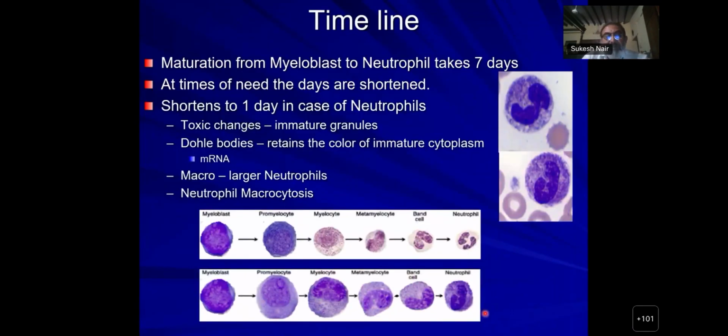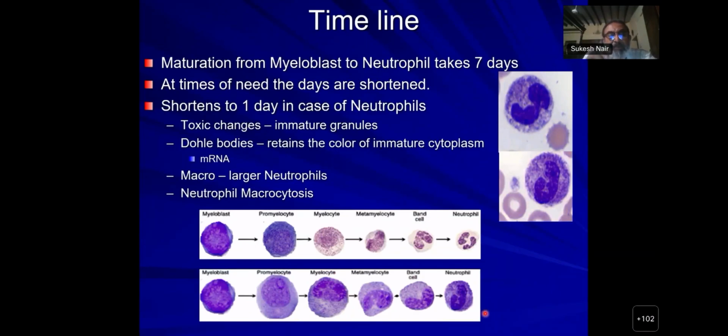Basically it means only the nucleus becomes small, band form and segmented, while the granules do not lose their staining property. So the same amount of granules, but they take up more stain. So toxic change is basically a Romanowsky mechanism. It has nothing to do with an increase in more toxic granules.